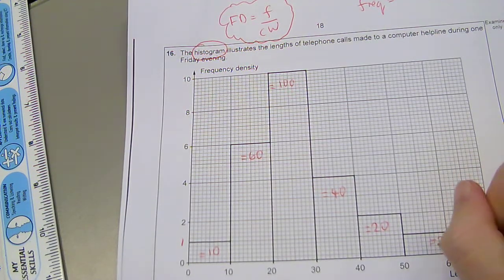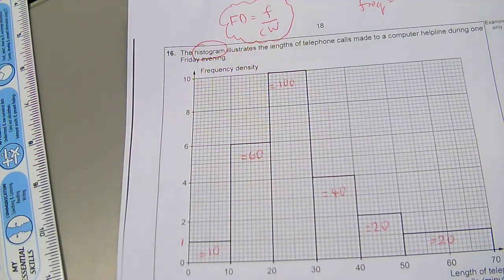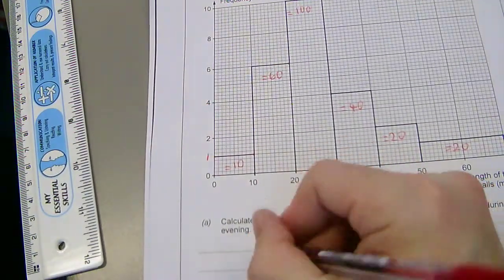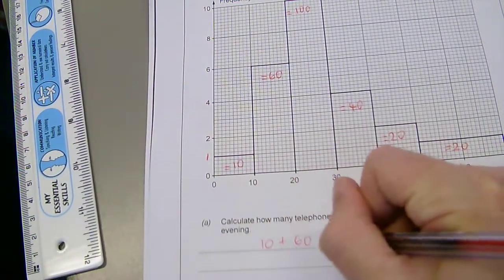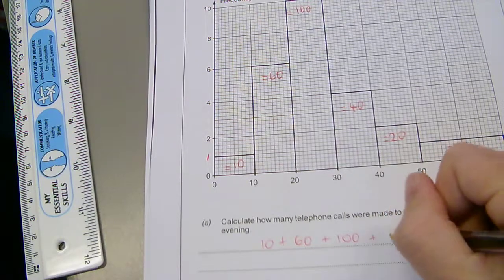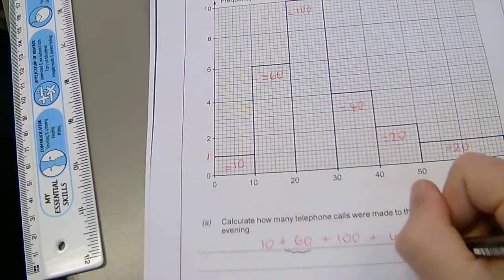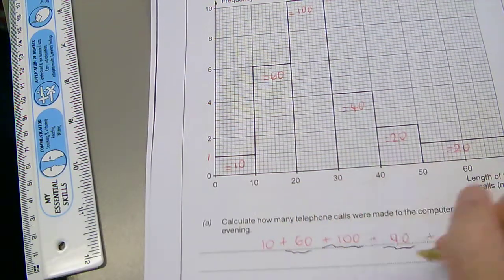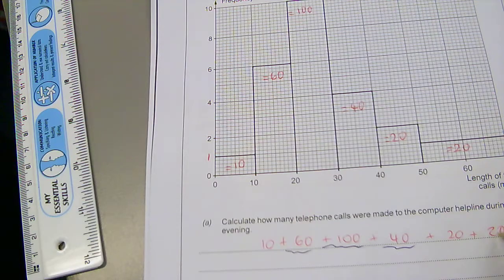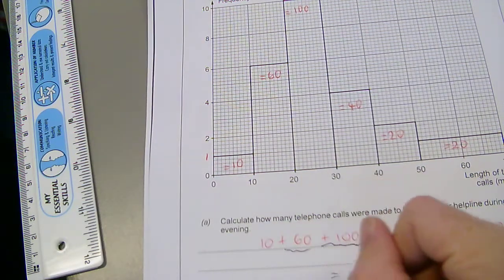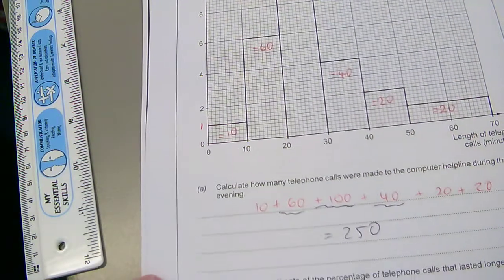20. Also 20, good. Okay, so then to work out how many are there altogether, it'd just be 10 plus 60 plus 100 plus 40 plus 20 plus 20. And when you're doing this in your head, try and look for things that add up nicely. So 60 plus 40 is 100, plus the other 100 is 200, 220, 240, 250. Okay?